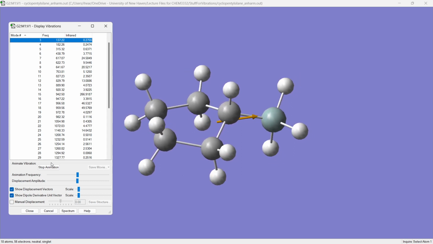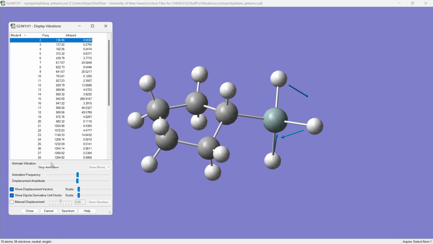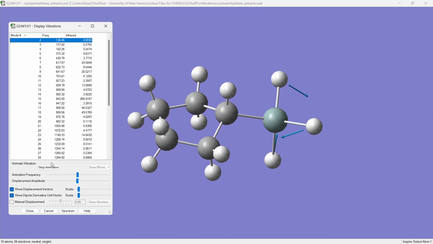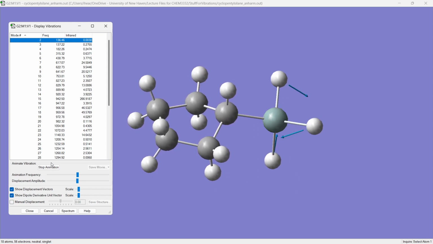And I want to show you the last two. So this one at 136 looks strange. It's not a heavy atom coordinate. The carbons are barely moving, but it's very, very low frequency. As you can see, it's mostly just the hydrogens moving. That's a very odd thing, because we saw that the silicon-hydrogen bonds vibrate around 2,000 wave numbers. But this one's at 136 wave numbers.